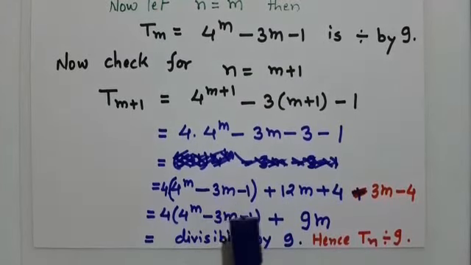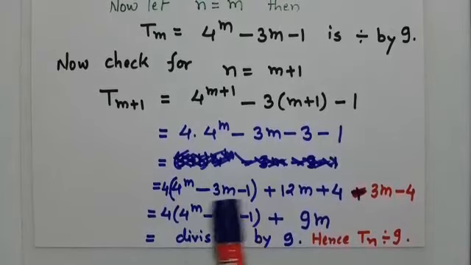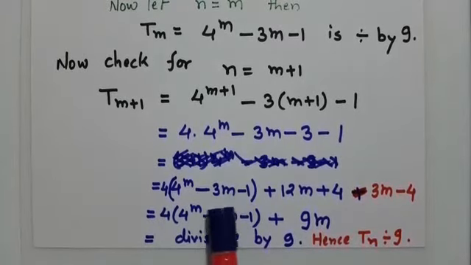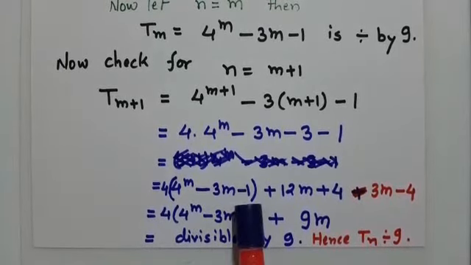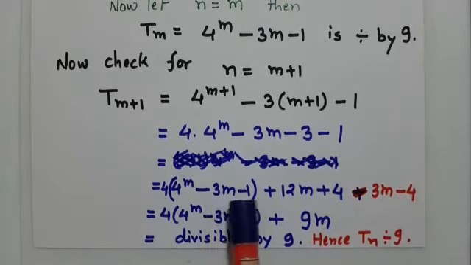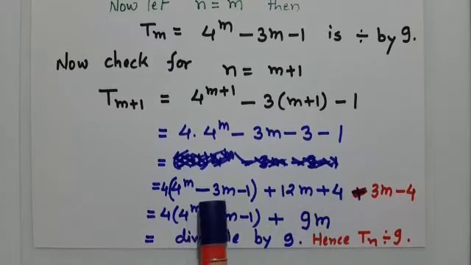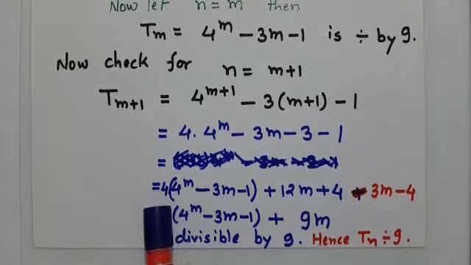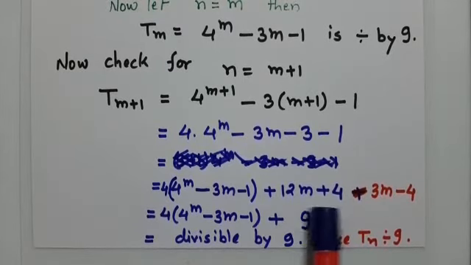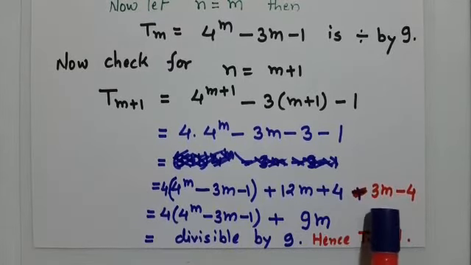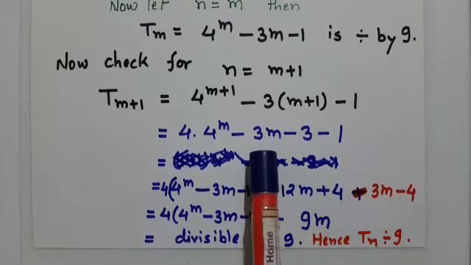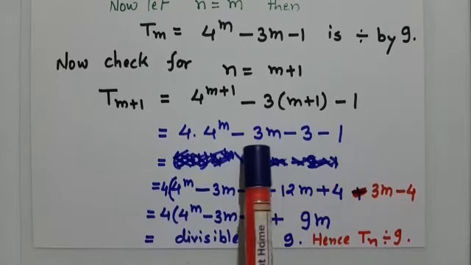Inside the bracket we have managed, written this. Then see, these two terms we have written extra. Then the opposite sign of these two terms we have written here, plus plus. These two are minus and multiplied by 4 also, these two terms. Then we have written this. And this minus 3m minus 4, it is here.